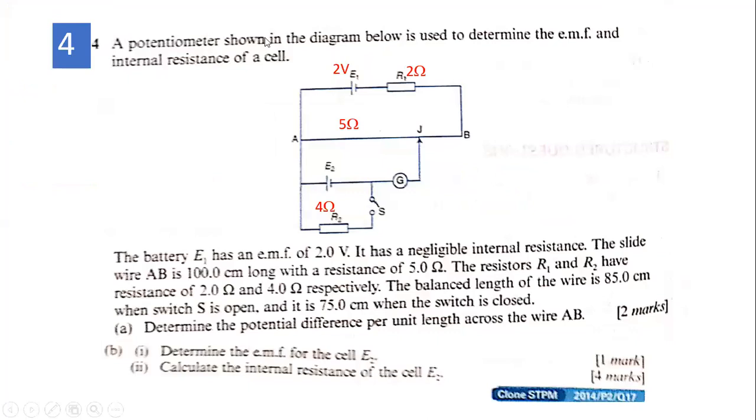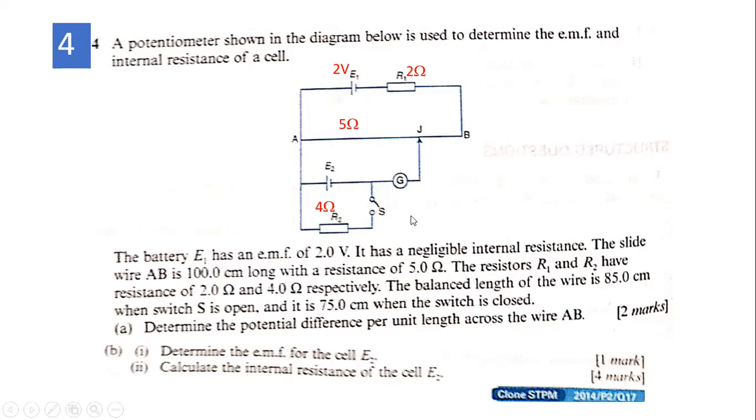Okay, the potentiometer shown in the diagram below is used to determine the EMF and internal resistance of the cell. The battery E1 has 2 volt. It has negligible internal resistance, so you don't have to worry about that resistance. The slide wire AB is 100 cm with a resistance of 5 ohm. That one is 5 ohm there, RAB. The resistor R1 is 2 ohm, R2 is 4 ohm.